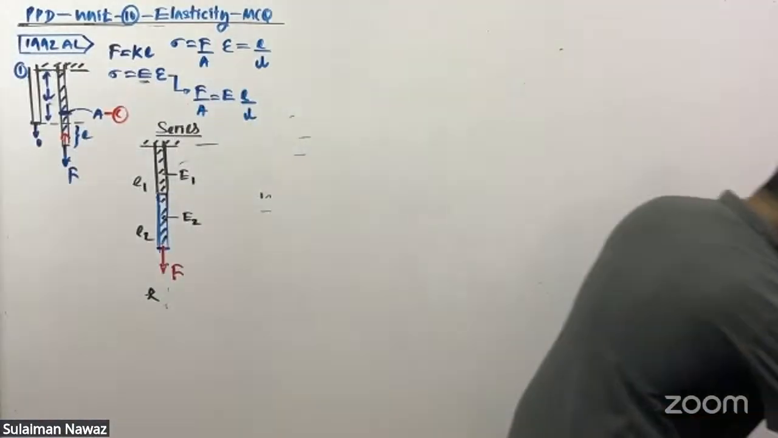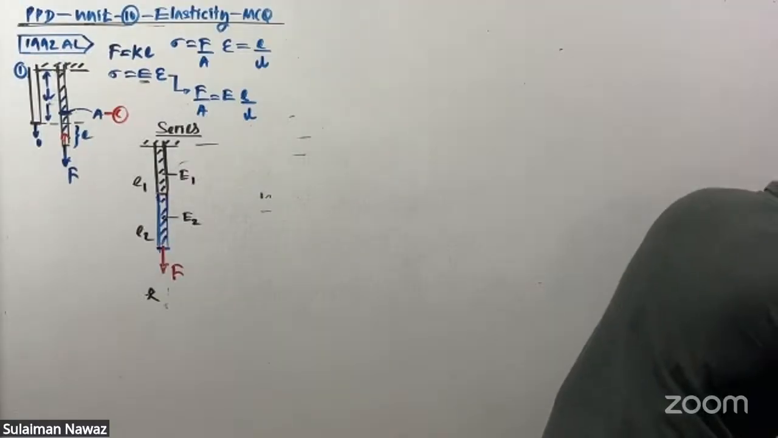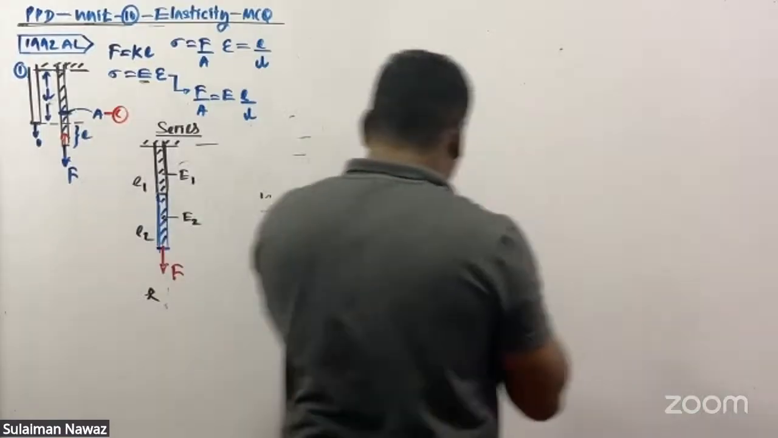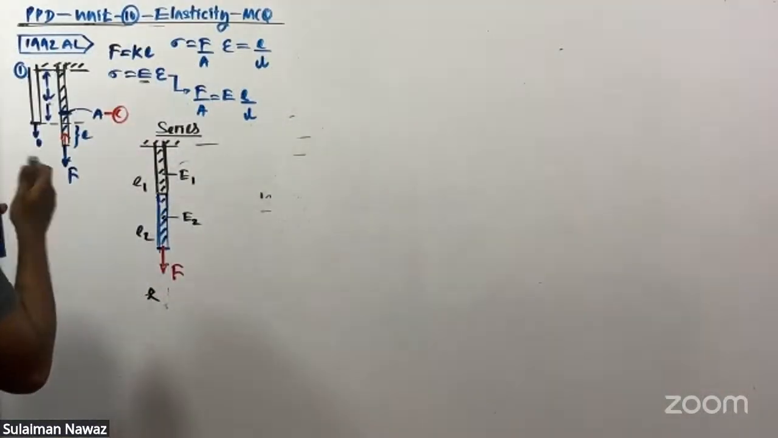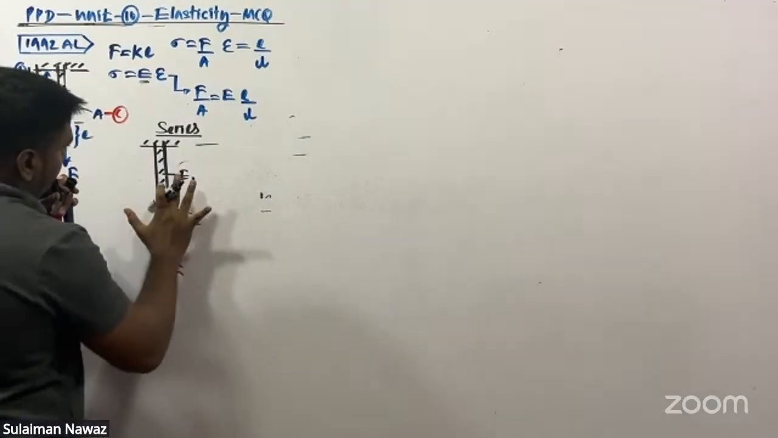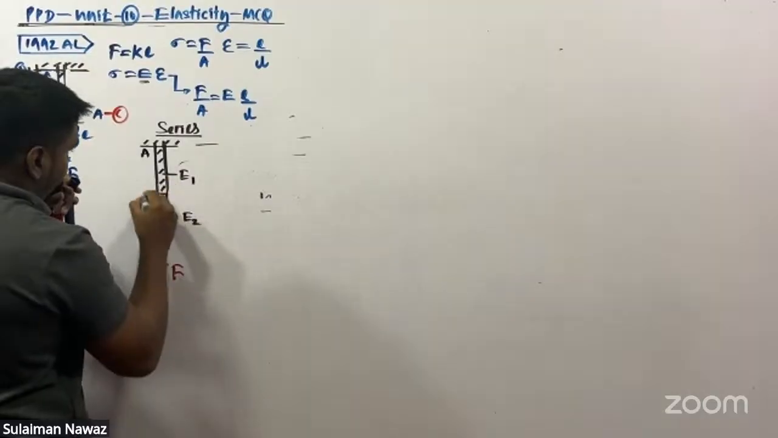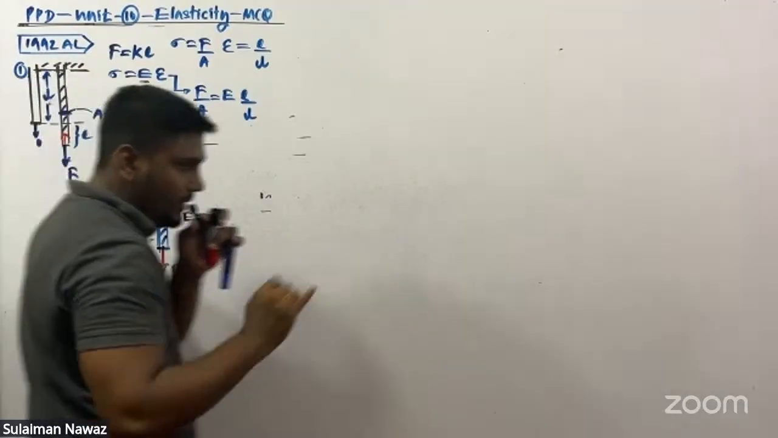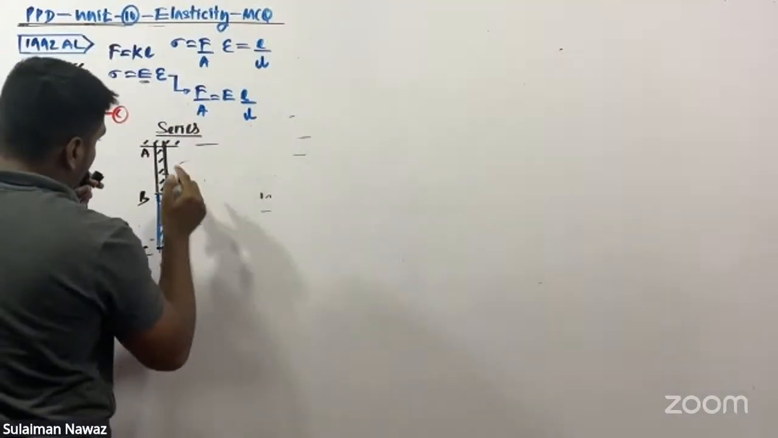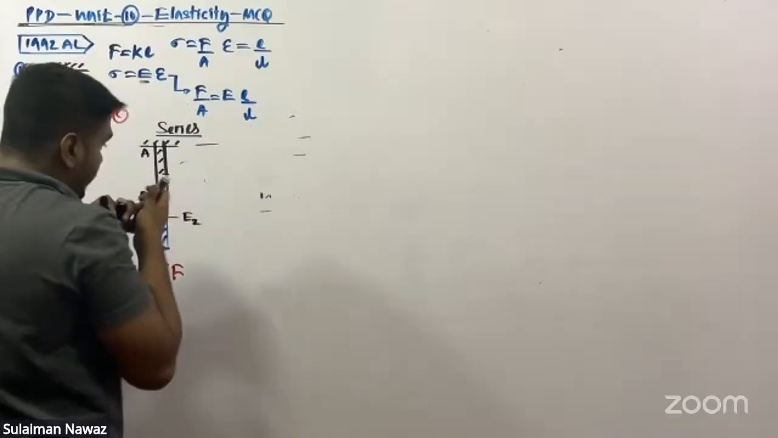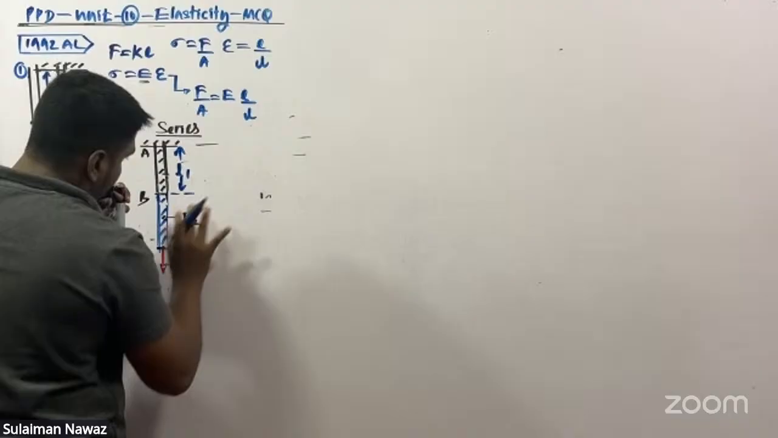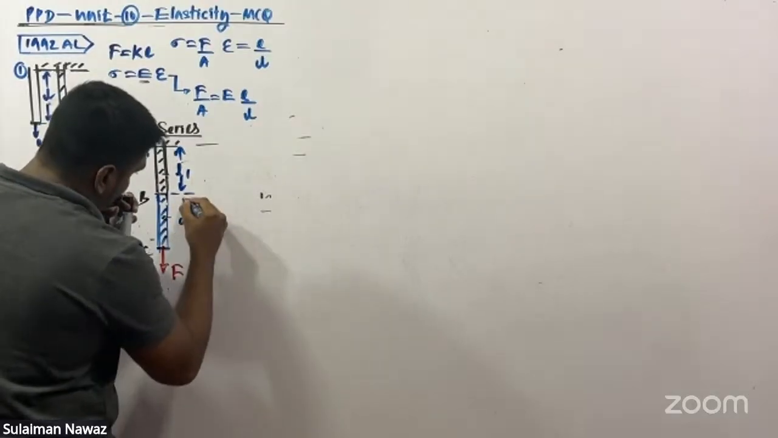If you go to the question, they mention there are two rods with points A, B and C. The AB rod has a length L1, and the BC rod has a length L2. This length is L1, and this length is going to be L2. No issues at all.